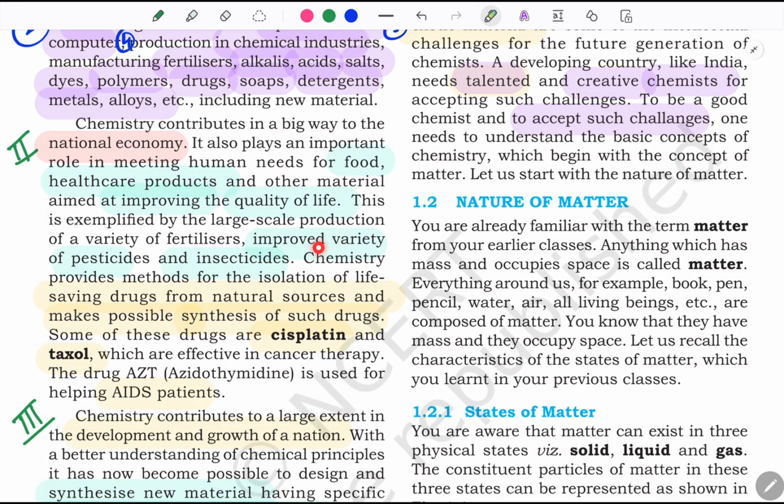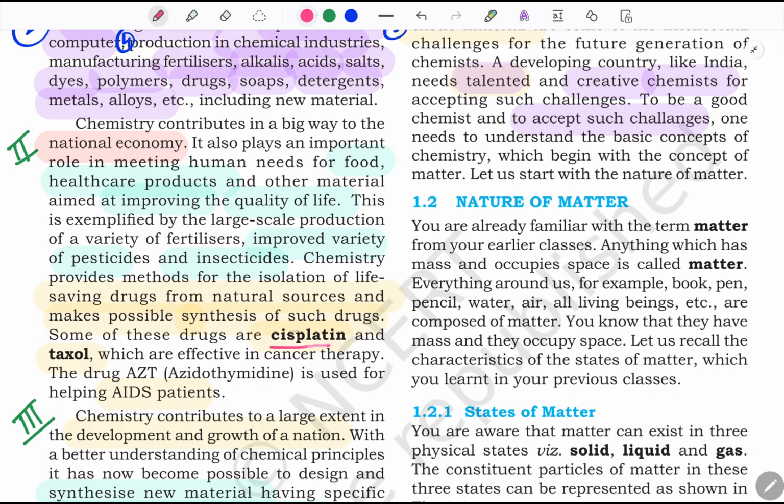Insecticides. So, improving the variety of pesticides and insecticides. Chemistry also provides methods for the isolation of life saving drugs from natural resources and making it possible for synthesis of such drugs. That means you are able to extract these medicines from some natural resources, as well as there are certain drugs which we are using for manufacturing in the laboratories, which can be used for saving the lives of people.